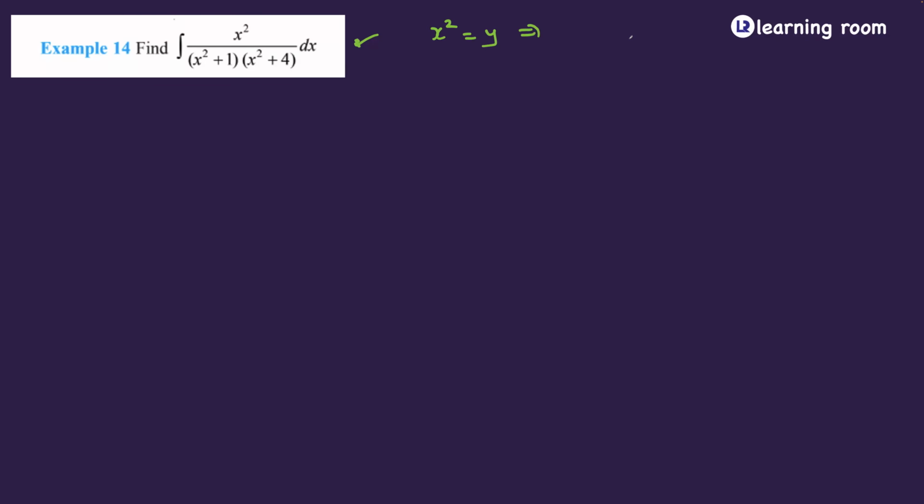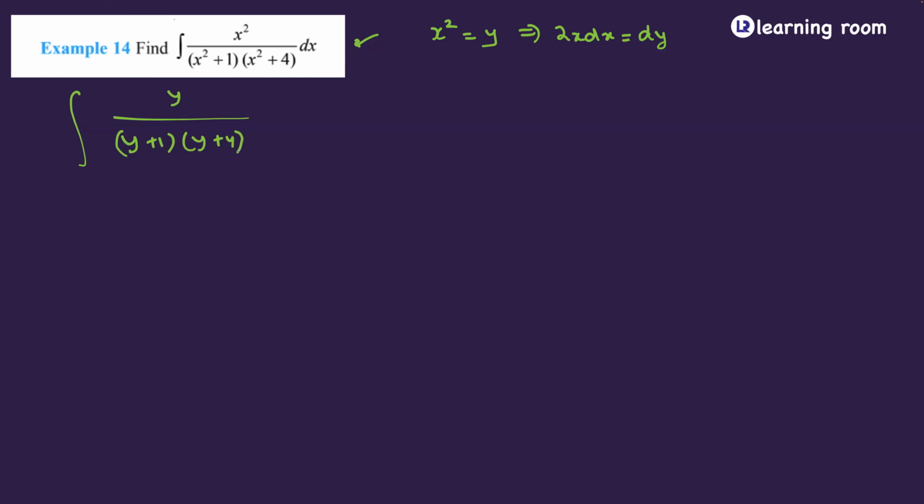This implies 2 times x dx is equal to dy, right? So wherever we have x dx, it will be equal to dy divided by 2. So how can I write this integral? What is x square? X square is y divided by y plus 1 into y plus 4. In the textbook, is it y minus 4? Okay. So it is going to be y divided by y plus 1 into y plus 4.